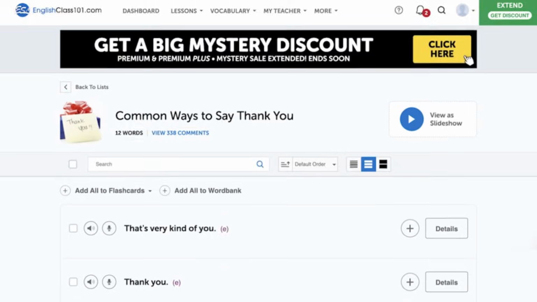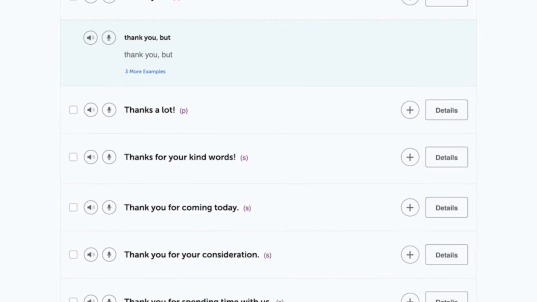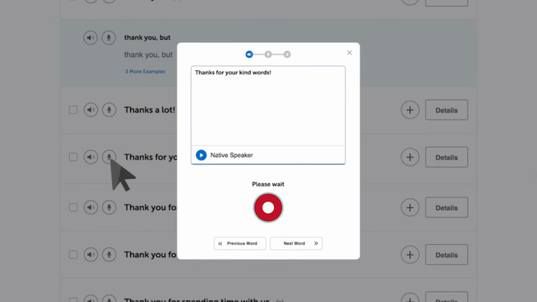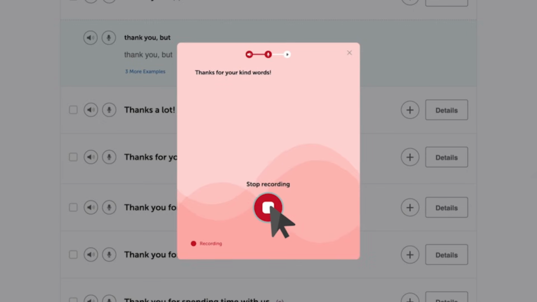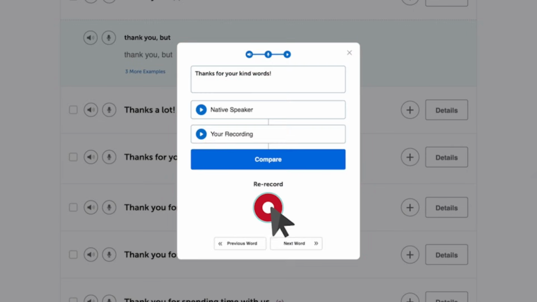Next, you can also practice speaking by recording yourself with the pronunciation practice tool. Just press the microphone icon. This records you saying the line and plays it side by side with the native version. That way, you can compare your pronunciation with the native speakers and keep refining it.